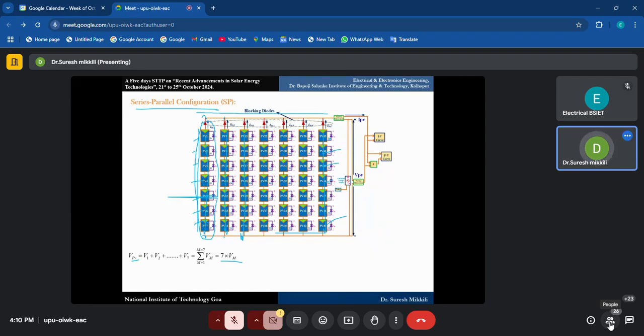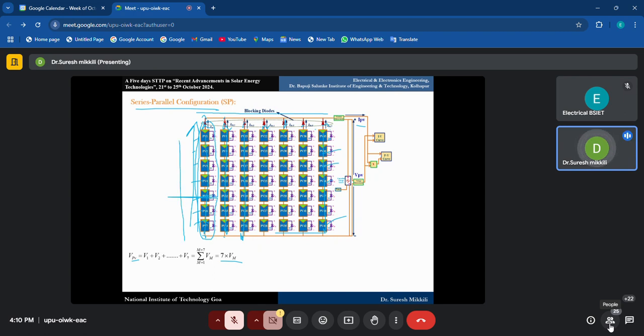What about the current? The current is a summation of string currents. How many strings are there? There are 7 strings. In each string, what current will flow? In each string, only the module current flows. So the summation of current, IPV, will be equal to how much? I string 1 plus I string 2, I string 3, I string 4, I string 5, I string 6, I string 7.